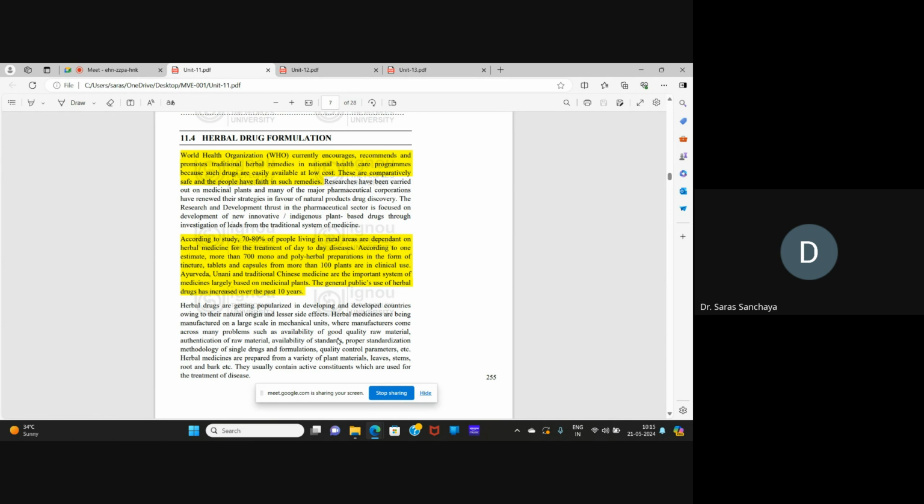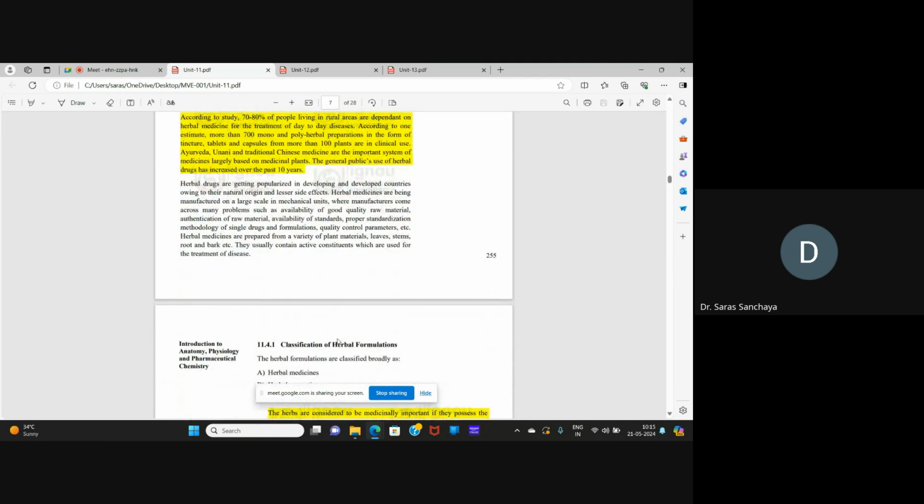According to one estimate, more than 700 mono and polyherbal preparations in the form of tinctures, tablets, and capsules from more than 100 plants are in clinical use nowadays. Ayurveda, Unani, and traditional Chinese medicines are important systems of medicine largely based on medicinal plants. The general public's use of herbal drugs has increased over the past 10 years. So, herbal formulations are mainly under Ayurveda, Unani, and traditional Chinese medicine.